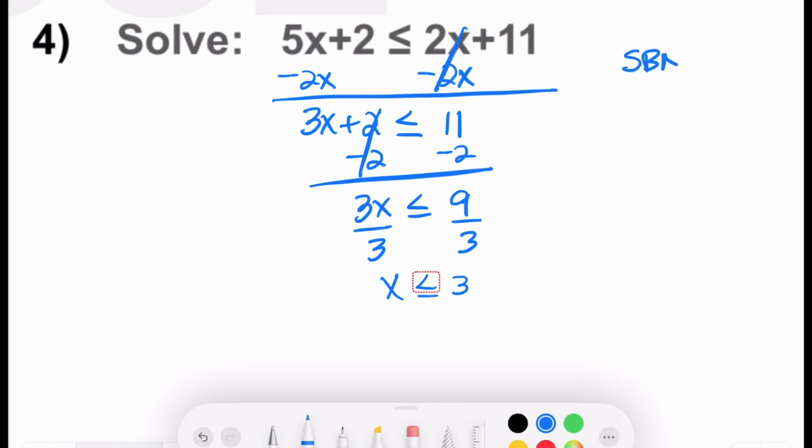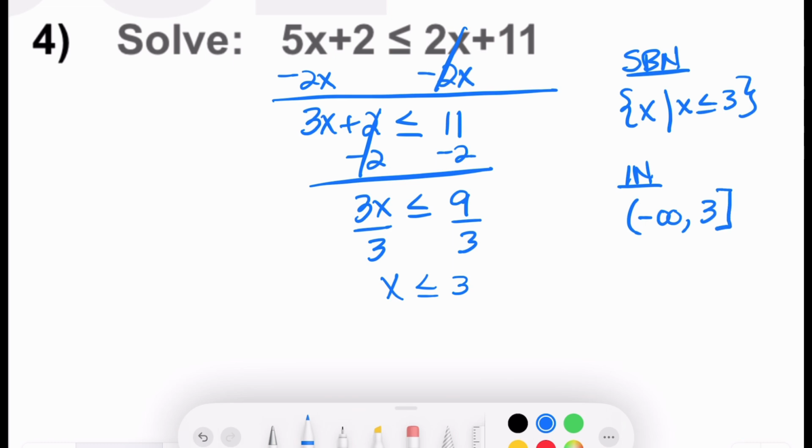Set builder notation is a set of all values x such that x is less than or equal to 3. Interval notation, you're going to have coming from negative infinity to positive 3 with a square bracket. When you're graphing, you have 0 and 3. And let's do closed circle. And again, shade to the left. And you're done.